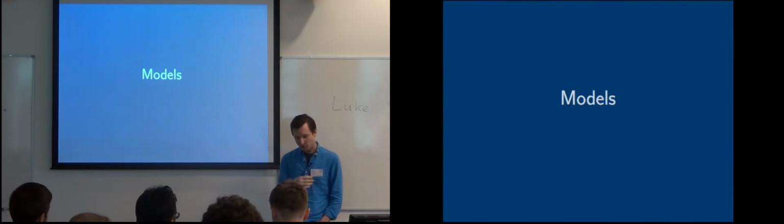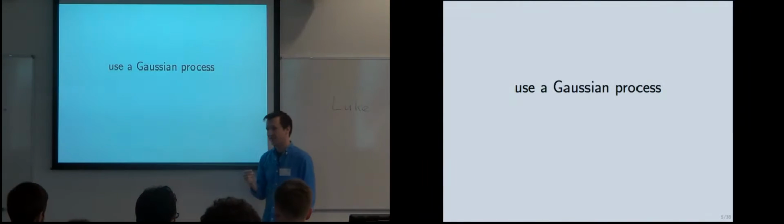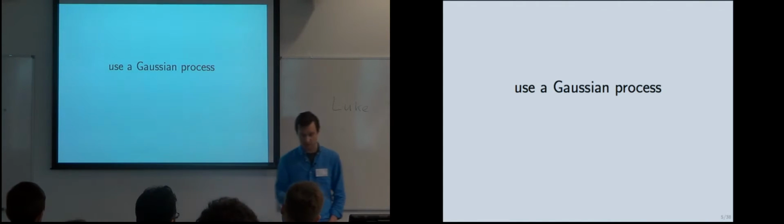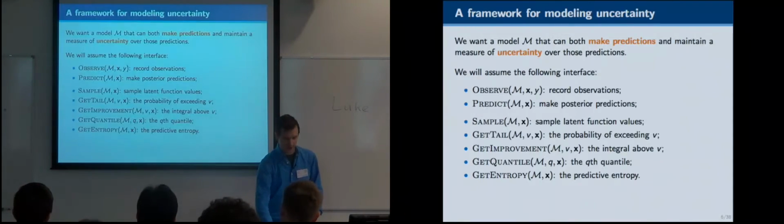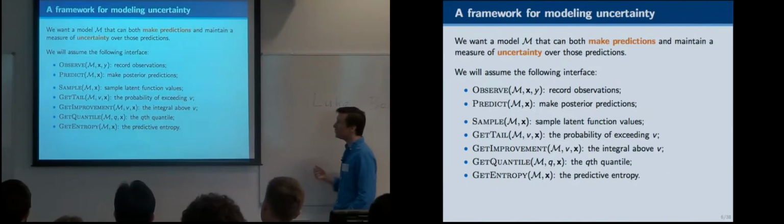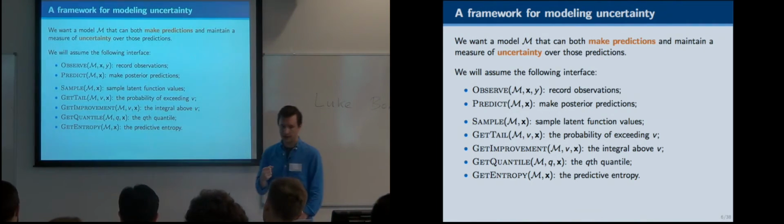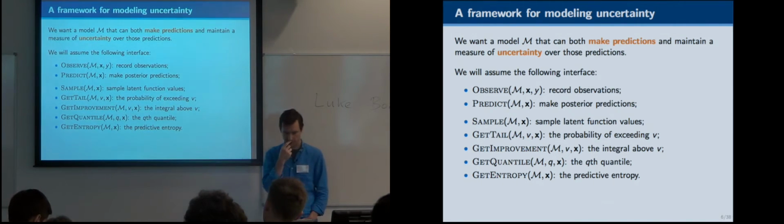Okay, so first, which model am I going to use? Since I'm at the Gaussian process summer school, obviously I'm going to use a Gaussian process. So that's my model section. Okay, maybe that was a bit too glib. So really what I want is some sort of a framework for modeling the uncertainty in my function evaluations.